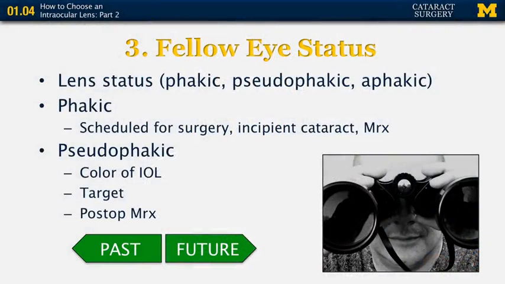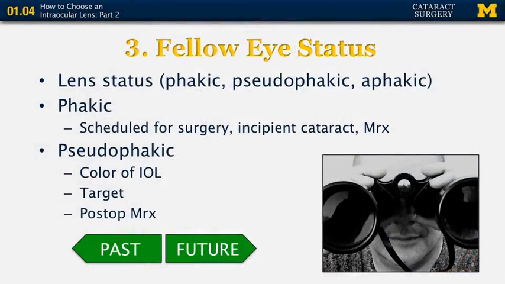Step number 3, our eyes are designed and created as a binocular visual system. So let's not forget the fellow eye. Considering the past and potential future of the fellow eye is important to IOL selection of the operative eye. The first thing we assess is the lens status. Is it a phakic eye, pseudophakic eye, or an aphakic eye? If the eye is phakic, does the eye need to be scheduled for cataract surgery as well? Is it a visually significant cataract? Or is it an incipient cataract and we don't anticipate surgery for another few years?